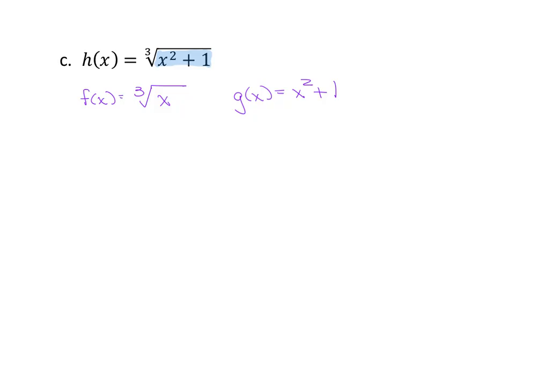For this one, just to show you that we can do it another way, I'm just going to plug in x squared. If we let g of x equal x squared, then f of x is the rest of the stuff. So f of x is equal to the cube root of x plus 1.